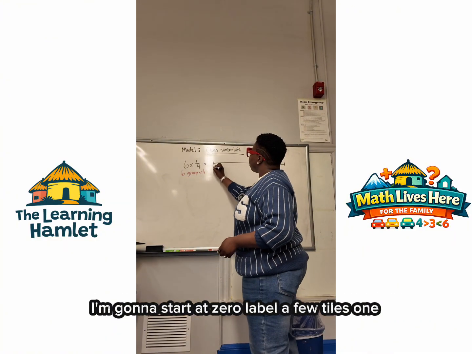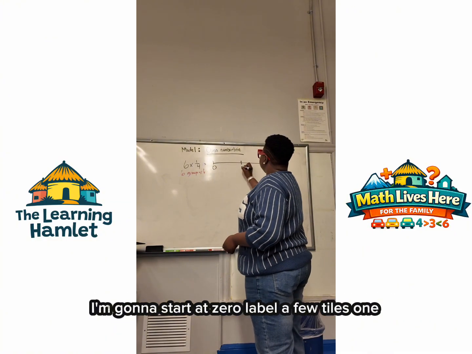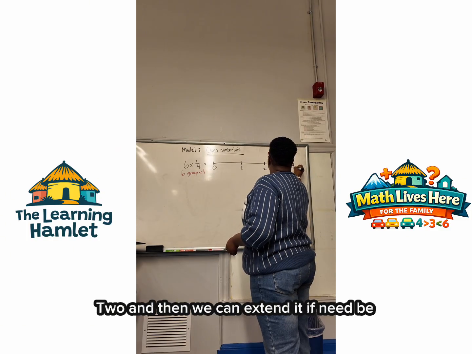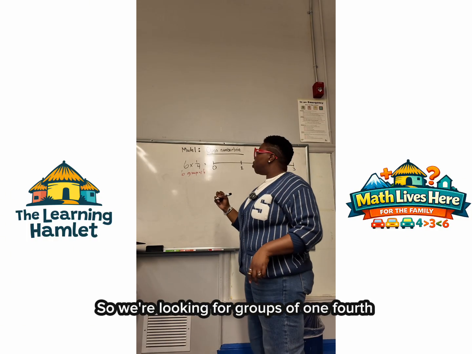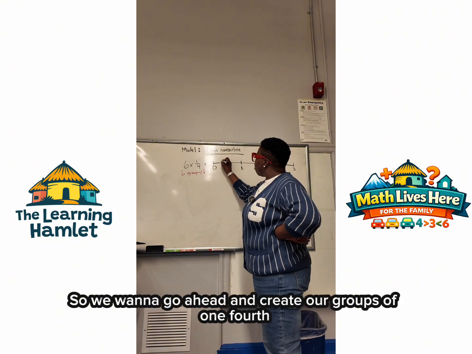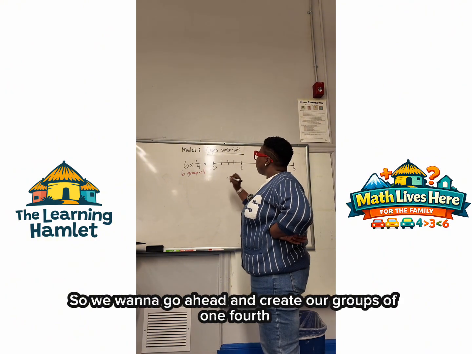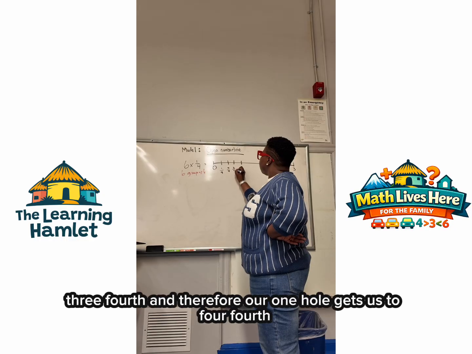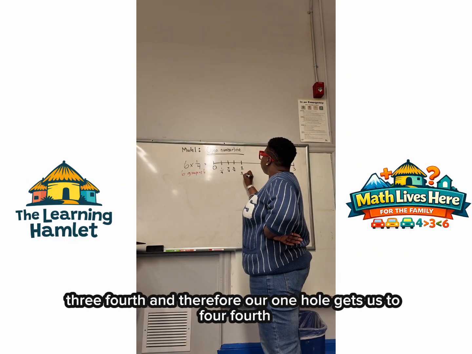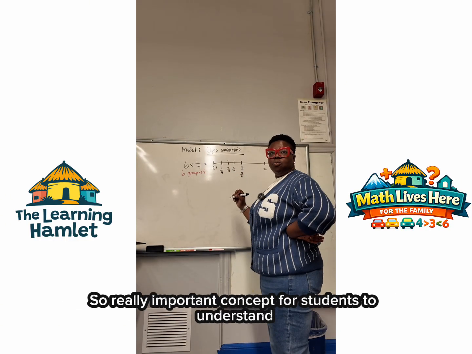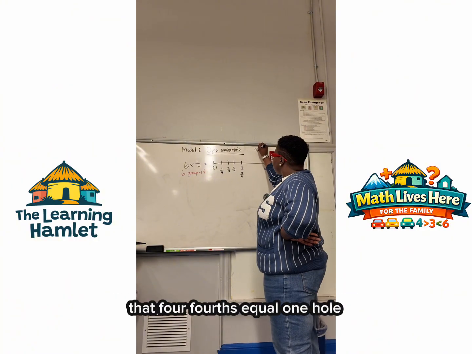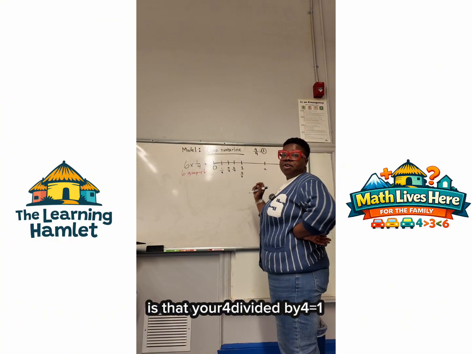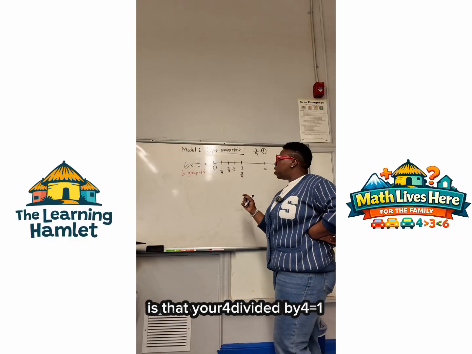I'm going to start at 0. Label a few tiles. 1, 2, and then we can extend it if need be. 3, and so forth. So we're looking for groups of 1/4. So we want to go ahead and create our groups of 1/4. So we have 1/4, 2/4, 3/4, and therefore our 1 whole gets us to 4/4. A really important concept for students to understand is that 4/4 equals 1 whole. This idea of 4 divided by 4 equals 1.